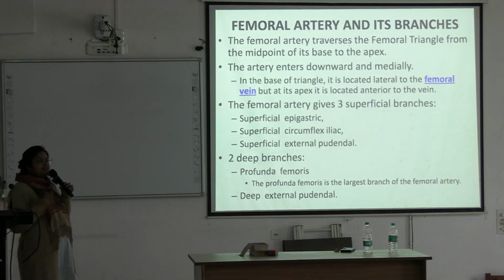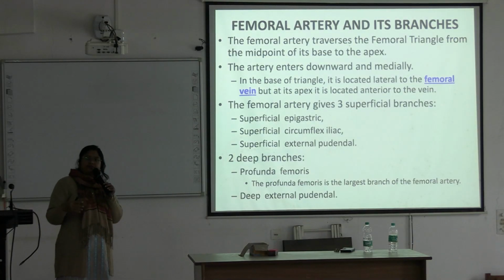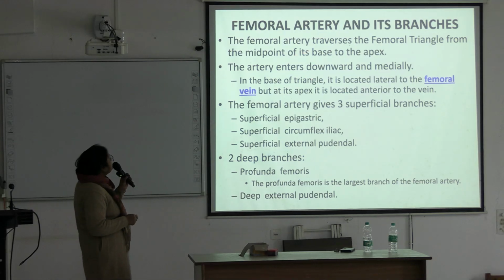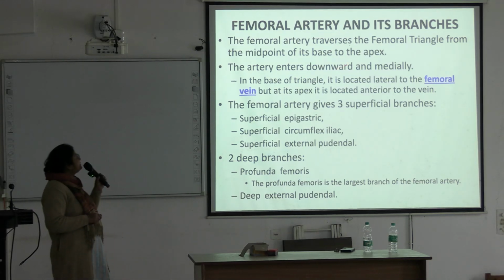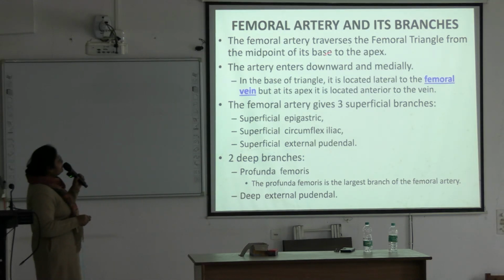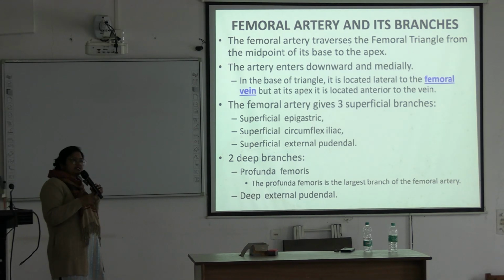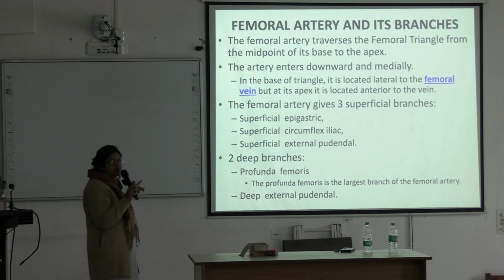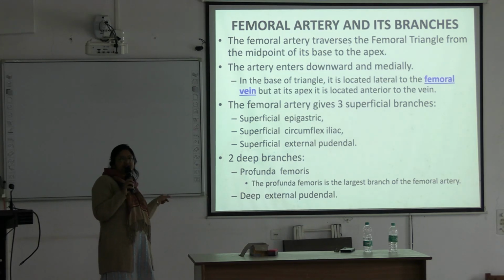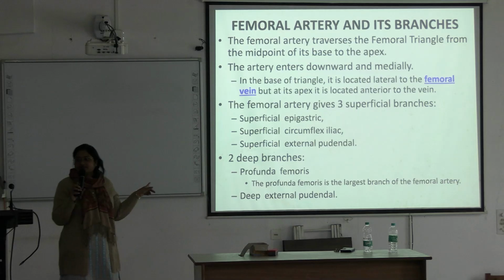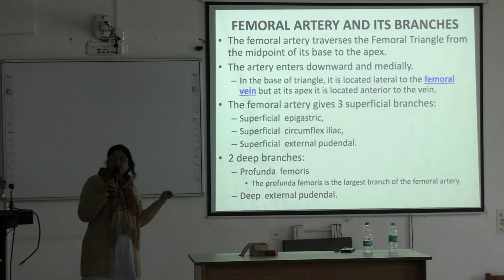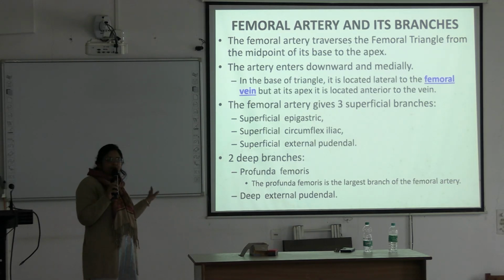Next we will discuss the artery, vein and nerve in detail. So, femoral artery and its branches. Femoral artery traverses the femoral triangle from the midpoint of its base to the apex. All these structures are important, and can be given in your OSPE. Femoral artery, these are large structures, you will see in dissection. Femoral artery, femoral vein, femoral nerve, all these you will see.